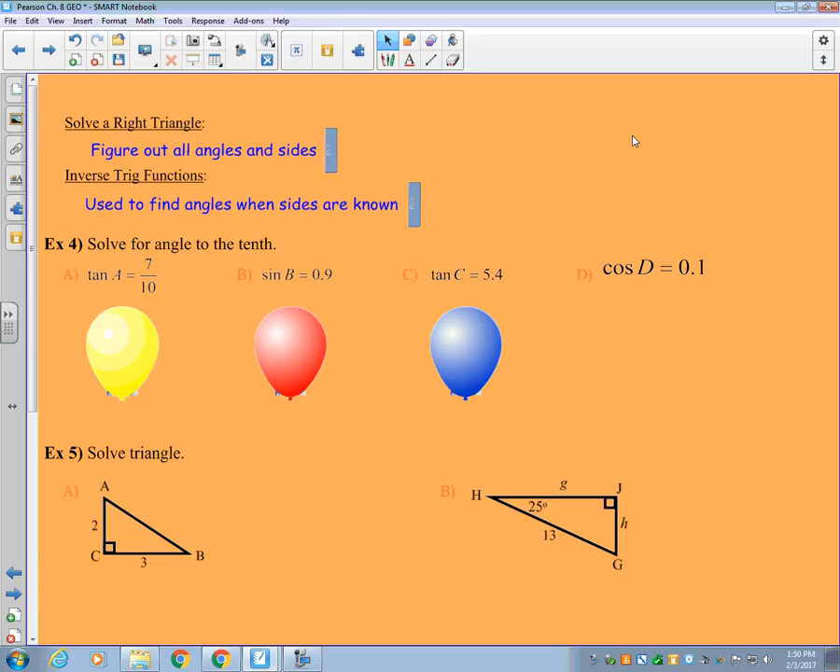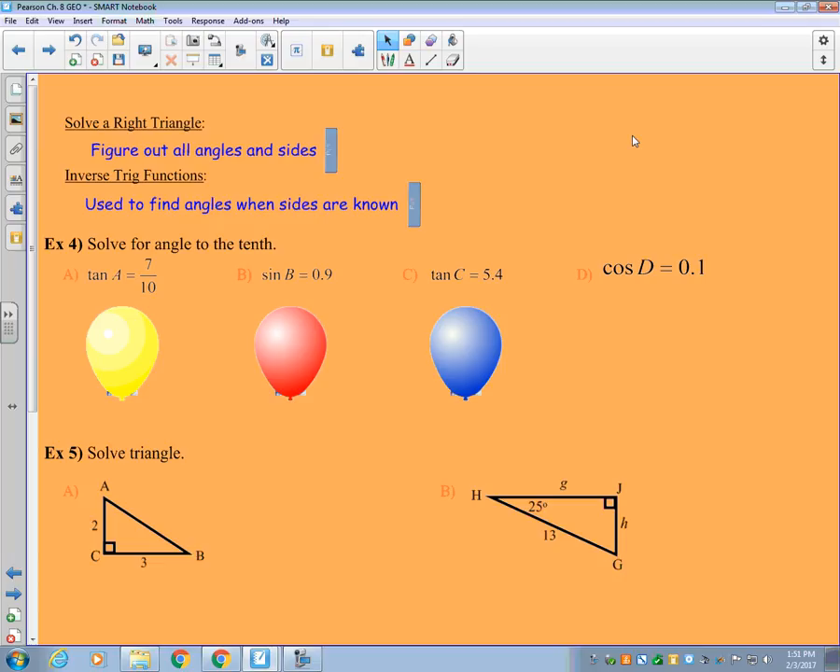So let me show you two different examples. I love when we get to this place in trigonometry, because really all it is is plugging numbers into your calculator. So the hardest part is figuring out how your calculator wants the information.